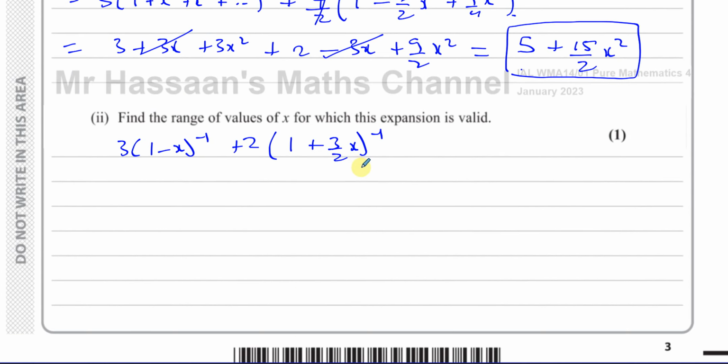Now, the range of values for which this expansion is valid. This expansion is valid when the modulus of x is less than 1. And the expansion of this one is valid when the modulus of 3 over 2x is less than 1. Okay, what's the reason for that? In fact, you can say the modulus of minus x, but no problem, we can just take that value.